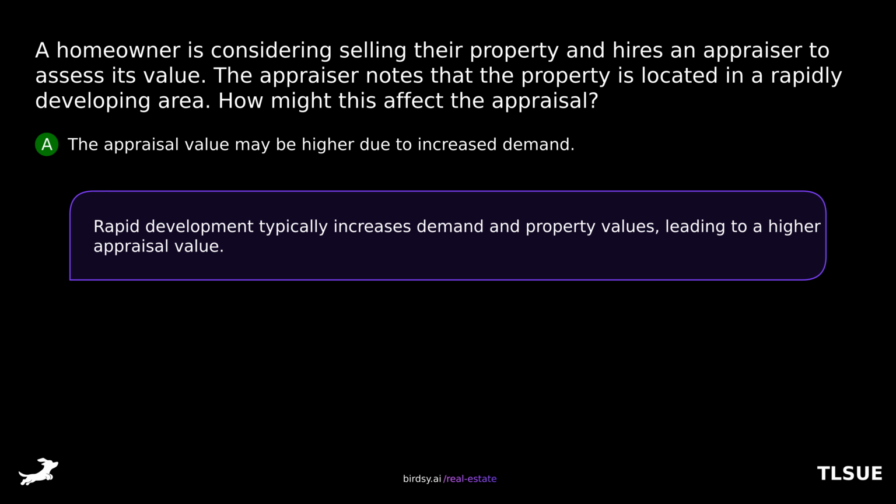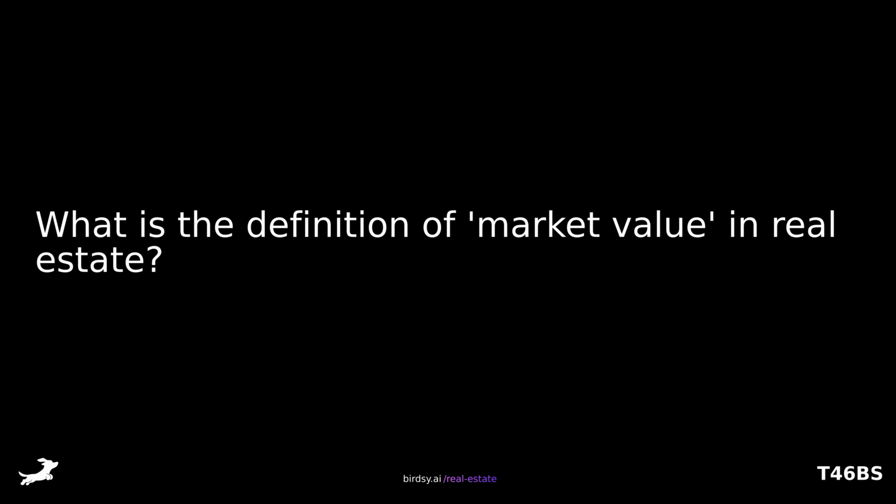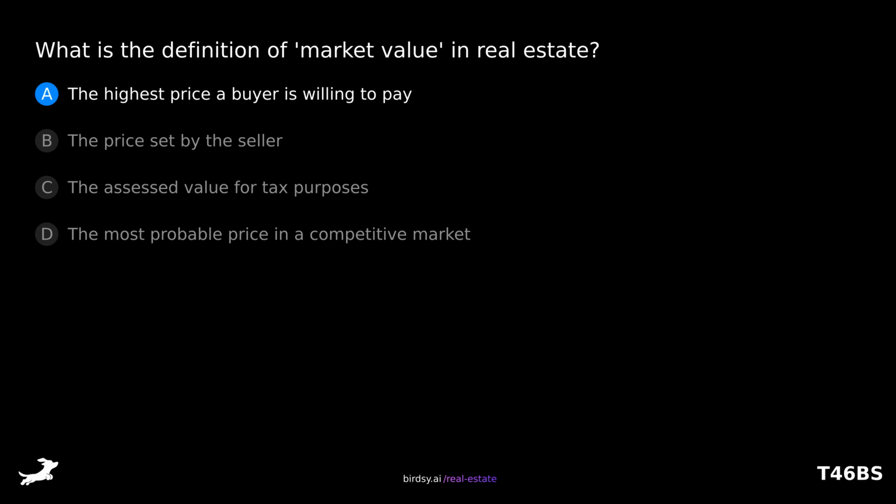Rapid development typically increases demand and property values, leading to a higher appraisal value. What is the definition of market value in real estate? Is it A, the highest price a buyer is willing to pay, B, the price set by the seller, C, the assessed value for tax purposes, or D, the most probable price in a competitive market? The answer is D, the most probable price in a competitive market.